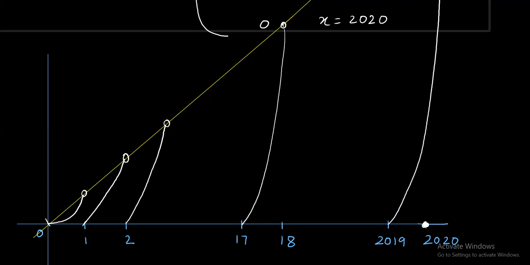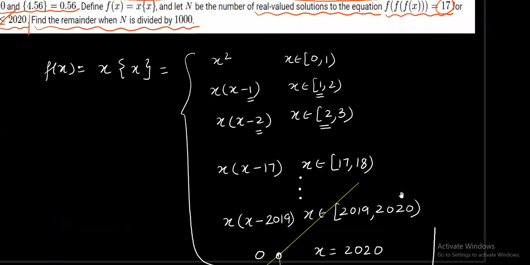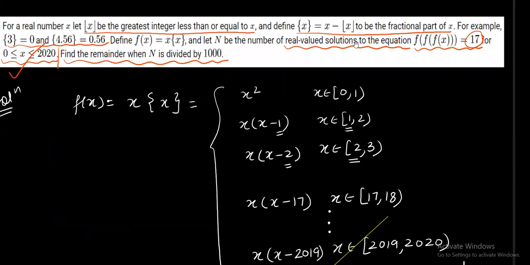So we have the graph between 0 to 2020. You can see that in every unit length, the graph is increasing kind of graph that we are getting here, right? Fine. After tracing the graph, what we have to do? We actually have to find out the number of real valued solutions of f of f x equals to 17, right? We need to find out the number of solutions of f of f x equals to 17.